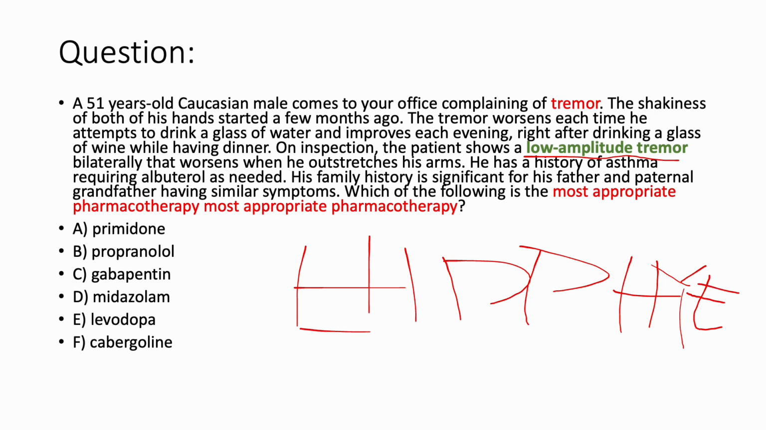So H and I stand for high frequency, P stands for Parkinsonian, PH and Y stand for physiologic, and E stands for essential tremor.